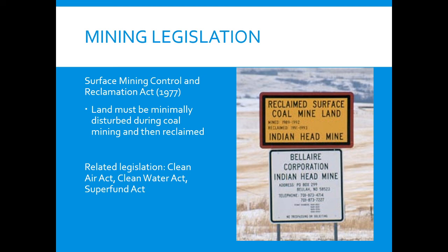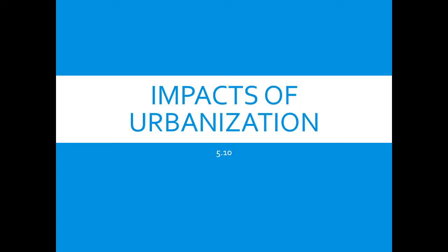The Surface Mining Control and Reclamation Act of 1977 was put in place to say that land had to be minimally disturbed during coal mining and then reclaimed. Reclaimed meaning you had to return it to its original state or better. Some related legislation is the Clean Air Act, the Clean Water Act, and the Superfund Act, which we'll look at a little more in the coming units as we talk about environmental legislation.